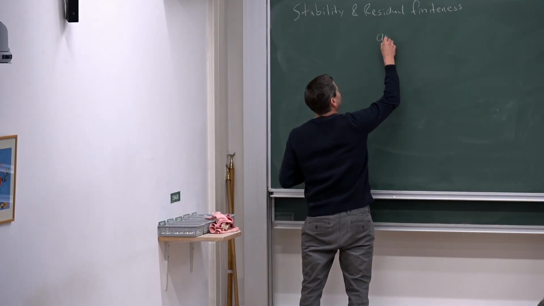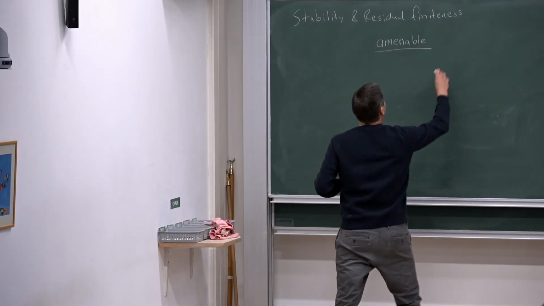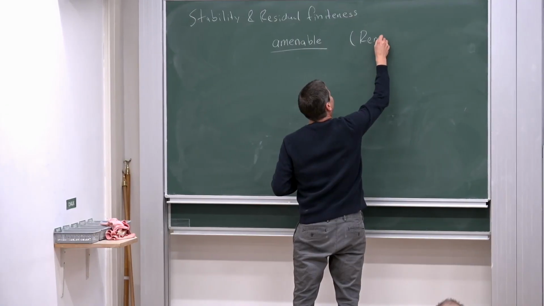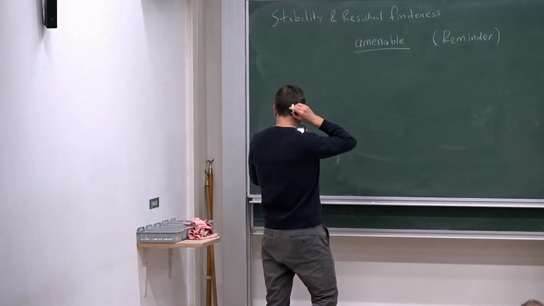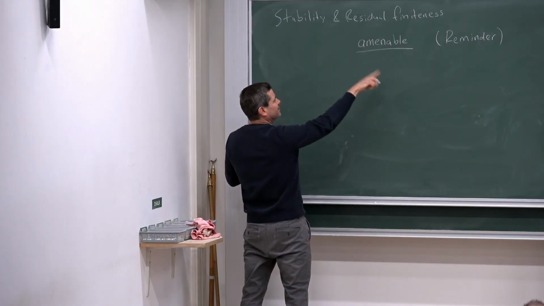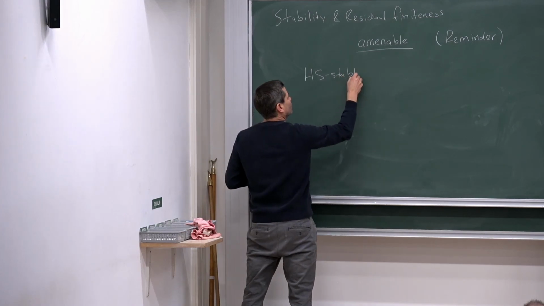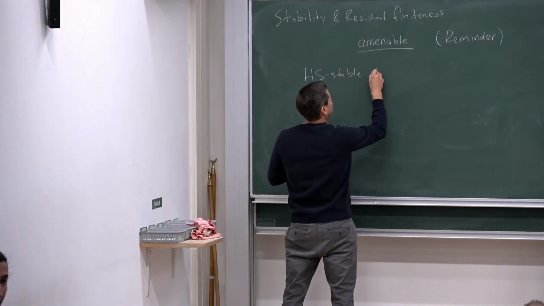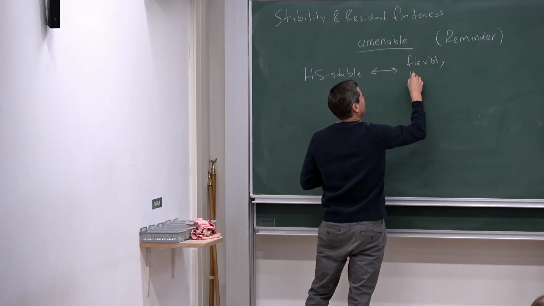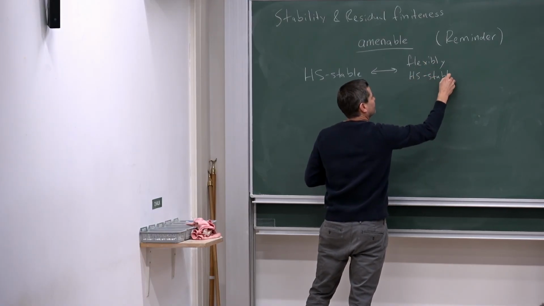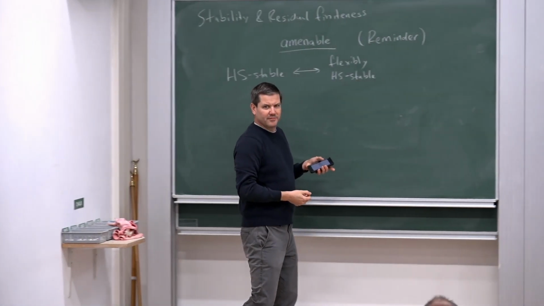Okay, so for starters, most of the groups will be amenable. This is a reminder from earlier talks. So everything underneath this line is amenable. Stable is the same as flexibly Hilbert-Schmidt stable. For amenable, I believe that this is unknown in general if these are the same.